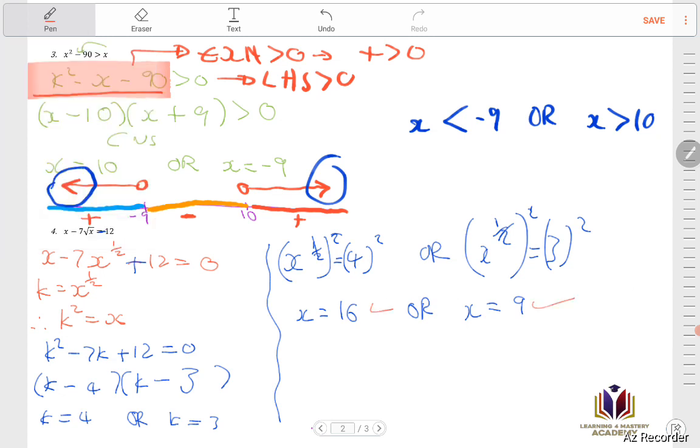Very important: whenever you're solving for values of x, always check if the final solution that you get is applicable. Okay, so I'm really sorry about the typo there. I just didn't see it. I'm so sorry. Right now, let's proceed to the next question.